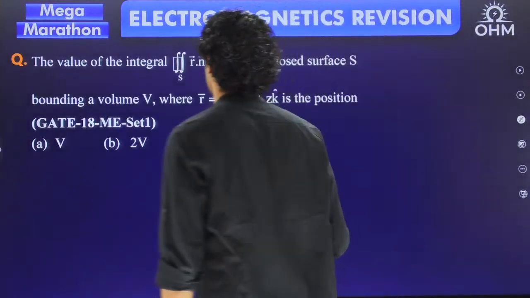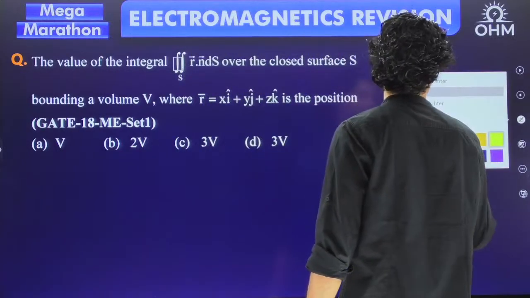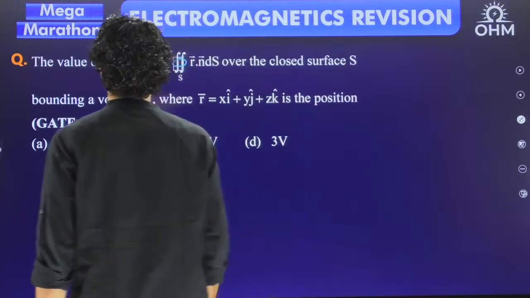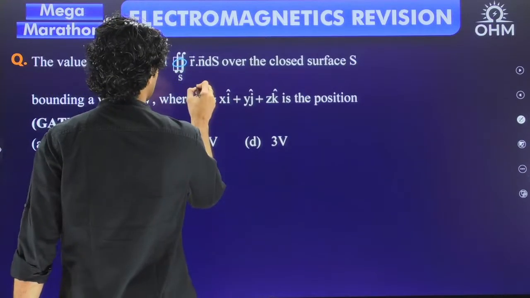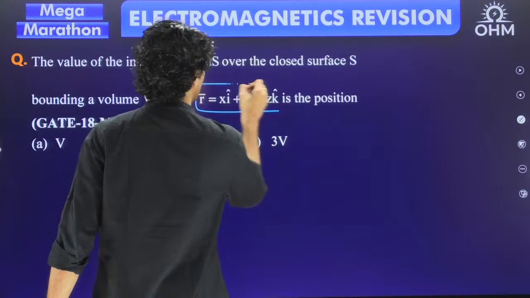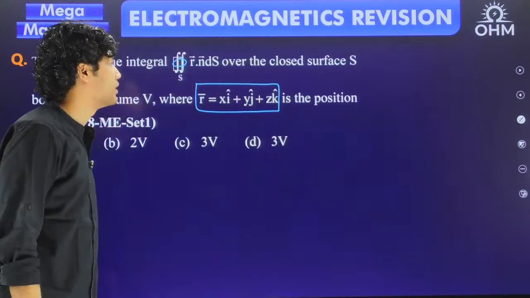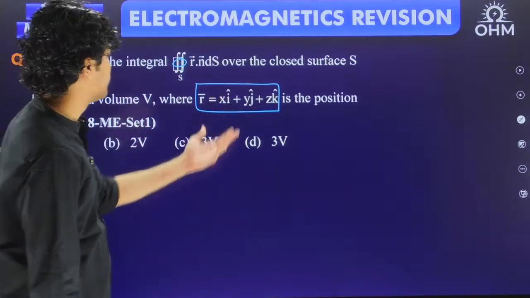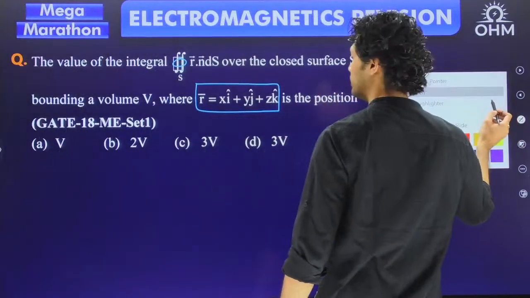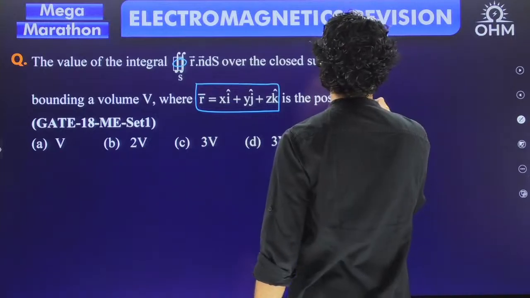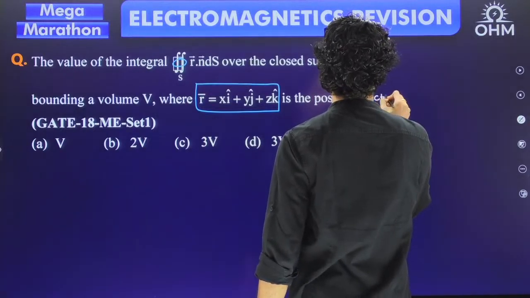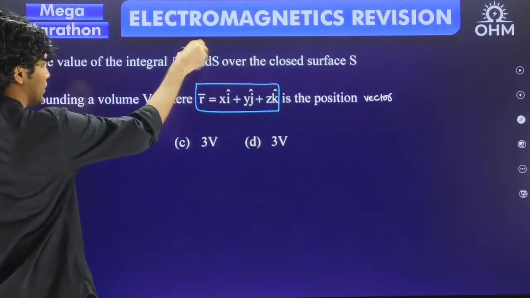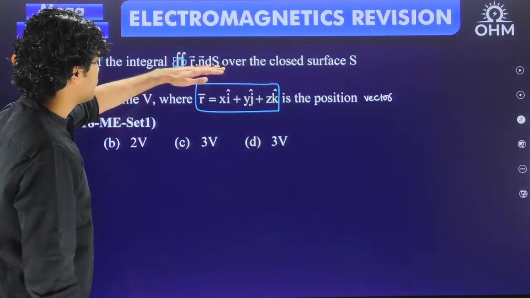The first question: integration of a particular vector field. That vector field is known as r bar, and r bar is given as this, which is also known as the position vector. Where r bar is the position vector. I think that word is missing: position vector in rectangular coordinate system. So if you see the notation, what notation did the examiner use?